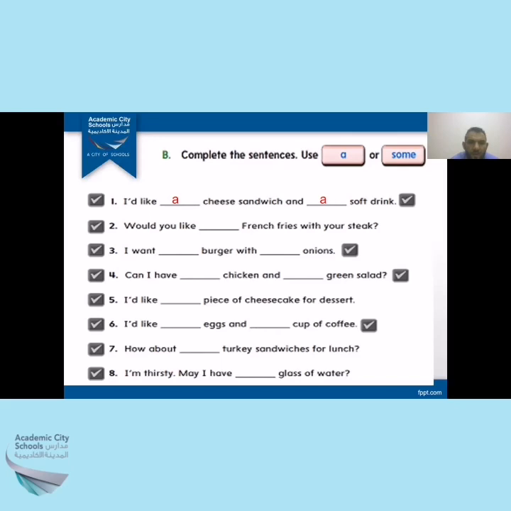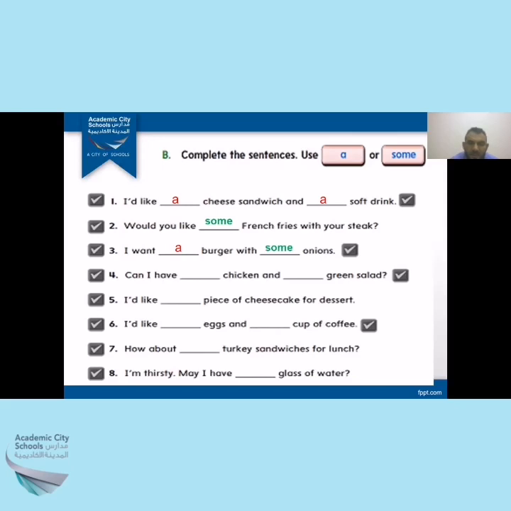Number 2, would you like space French fries with your stick? Would you like? Excellent. Some French fries with your stick. Number 3, I want space burger with space onions. I want, excellent, a burger with, excellent, some onions.